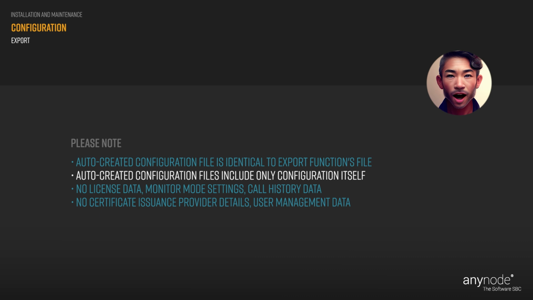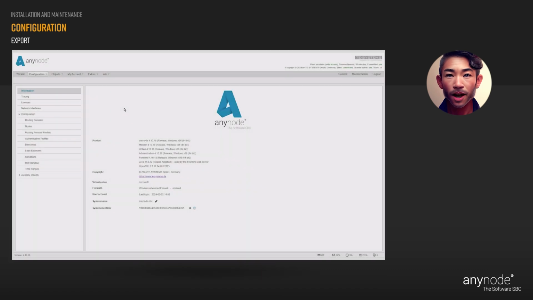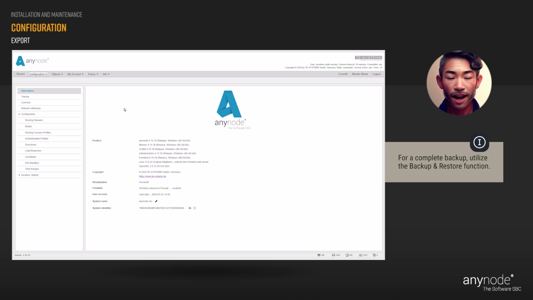It's important to note that the automatically created configuration file and the configuration export include only the configuration itself. It does not encompass license data, monitor mode settings, call history data, certificate issuance provider details, or user management data. The configuration export and the automatically created configuration file save everything present in the left menu below configuration. Features in the upper menu under extras, such as user management, monitor settings, or certificate issuance provider, are not included in the export. For a complete backup, utilize the backup and restore function.